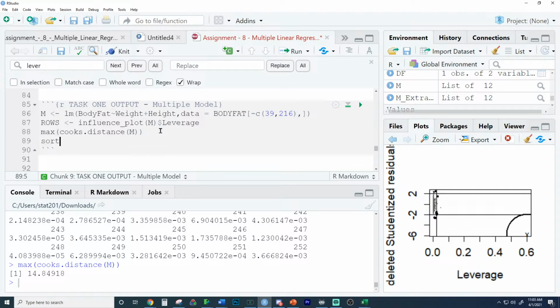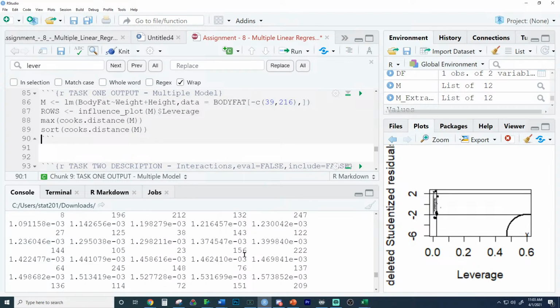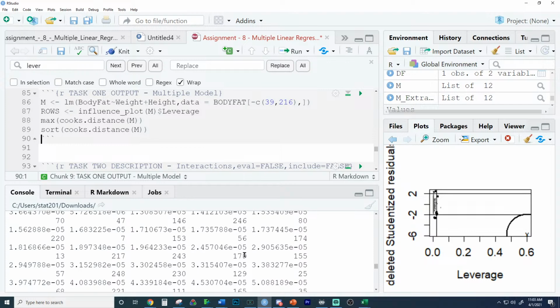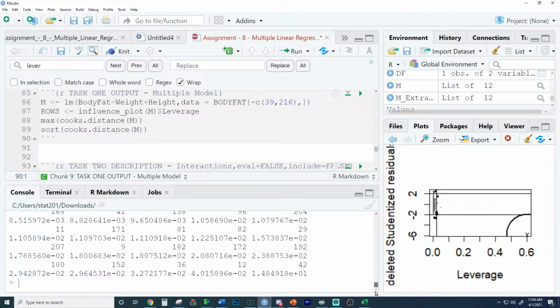Let's go here to sort. Okay, so here's all the Cook's distances that we have. And did I do it properly? 101. It's giving the row names. Okay. And those are very, very tiny.